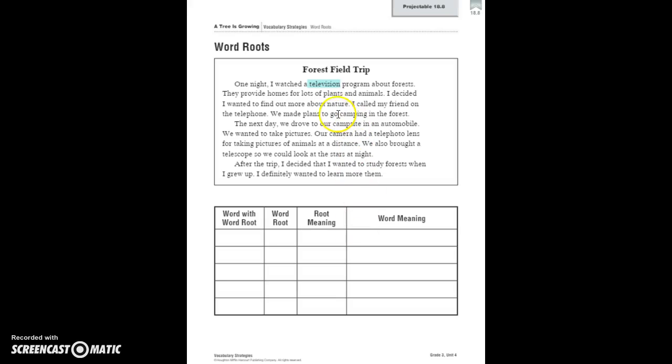As we keep reading through this selection and look for word roots, we see another one that we've talked about today. Telephone. You would write telephone in the first box in the column. Then you'd write tele for the word root. Again, that means far away. And then the word meaning would be a device that brings us sound from far away.